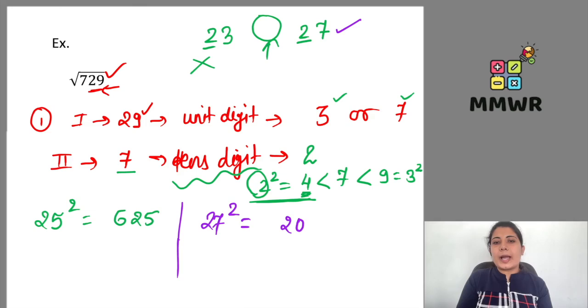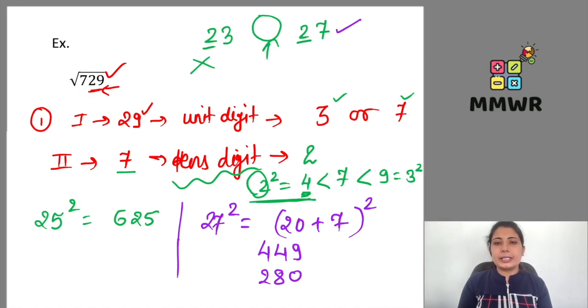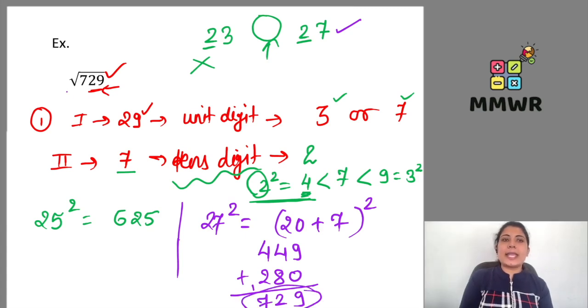So let's find out the square of 27, for which I am taking the help of that identity which we have learned in one of the shortcut trick sessions. So (20 plus 7) whole square gives me 20 square, 400, plus 7 square, 49. So 400 plus 49 gives me 449. Now 20 multiply 7 gives me 280. Let's quickly add it: 9, 8 plus 4 and 7. So we exactly got the same number which was given to us in the question.